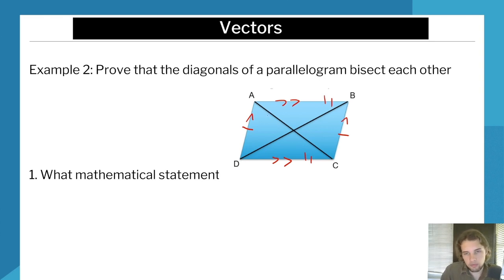I should be clear, actually, about bisect, if we haven't covered this before. It basically means that if a line is bisected, it is cut into two equal pieces. So if these lines bisect each other, that means they intersect at the point at which they are both halfway in length. So the mathematical statement we want to prove is that this point of intersection is the halfway point of AC, and is the halfway point of BD.